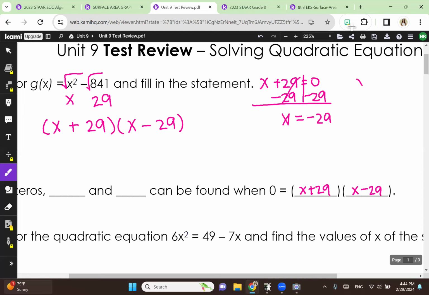And then you have x minus 29 equals 0. So to solve this one, you add 29.